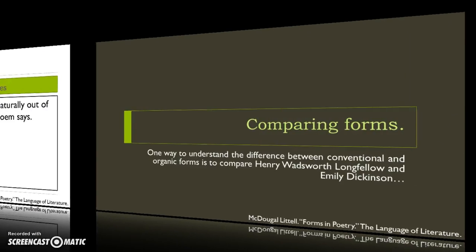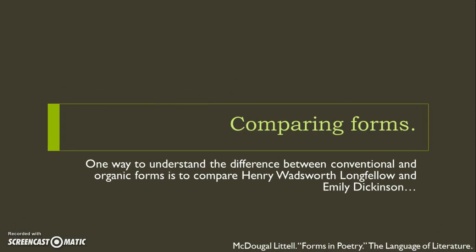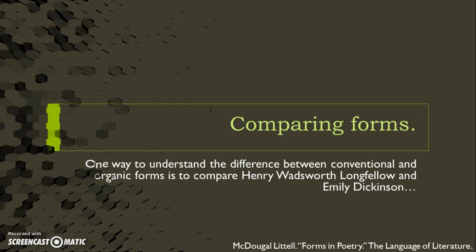Now, one way to understand the difference between conventional and organic forms is to compare the poetry of Henry Wadsworth Longfellow and Emily Dickinson. You see, Longfellow was somewhat conventional in most of his poems, as shown in the following stanza from A Psalm of Life.